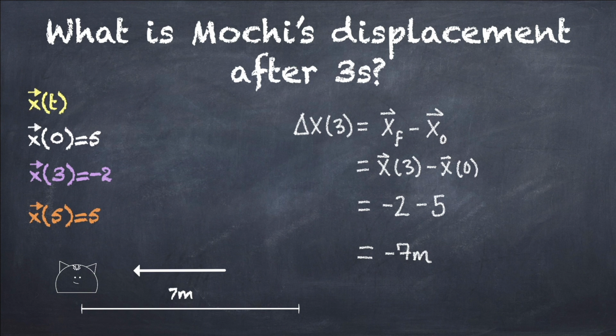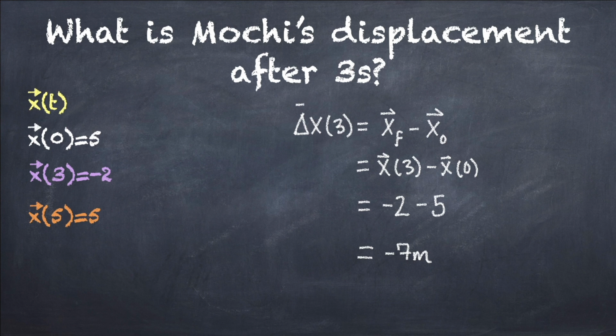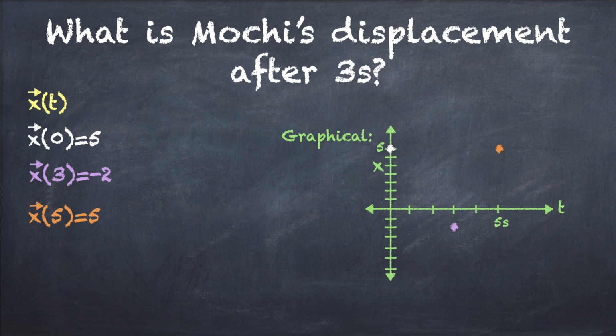Notice that the displacement, like position, has a magnitude and direction, which means that this quantity is a vector. So we should probably add our arrow symbols. We could have also computed displacement graphically by just considering position at time equals 3 and time equals 0 and subtracting these 2 points. We would have also seen that the displacement after 3 seconds was -7 meters.